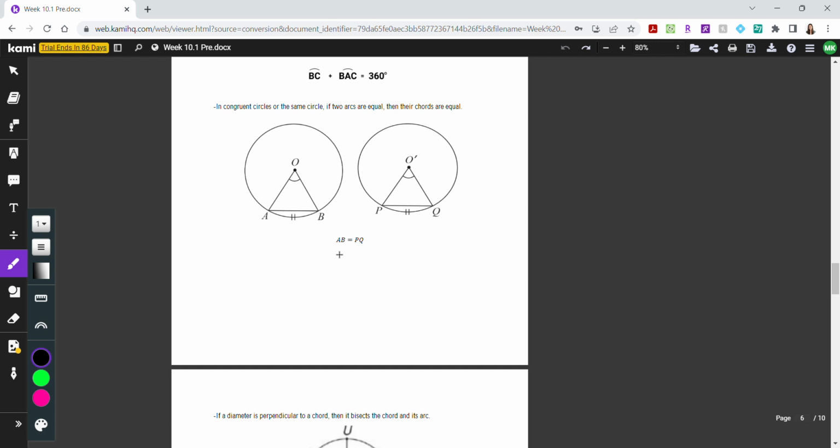So from here we can tell that AB equals PQ. This one is really helpful to remember, because we would use this to find the perimeter of the inside shape, the inscribed shape, or the area of the segment.